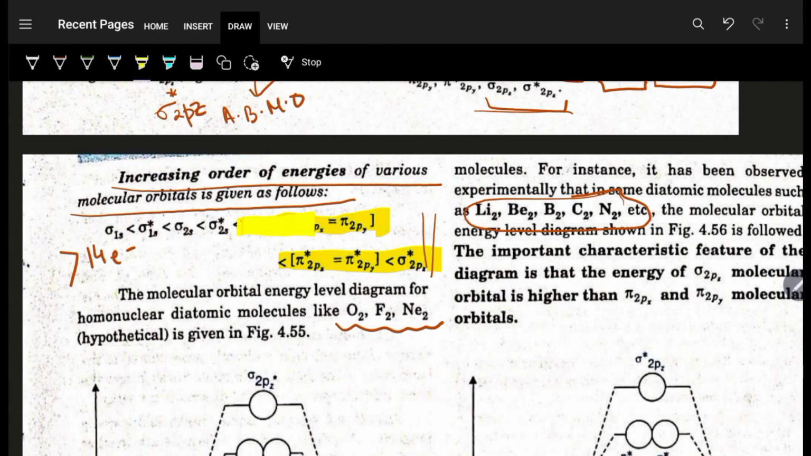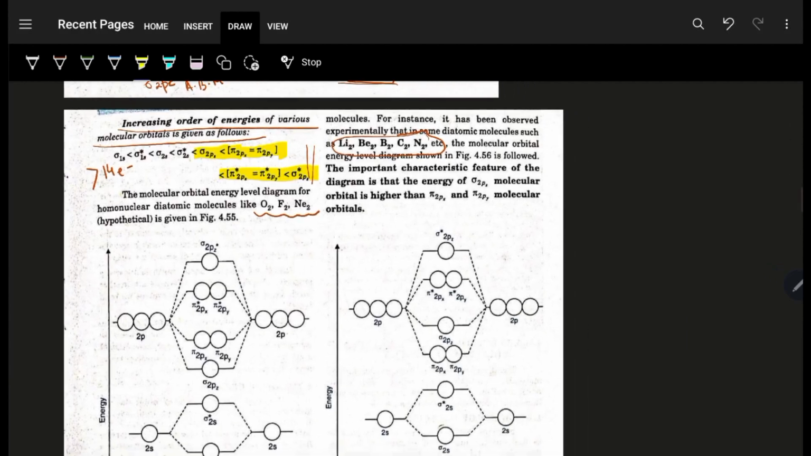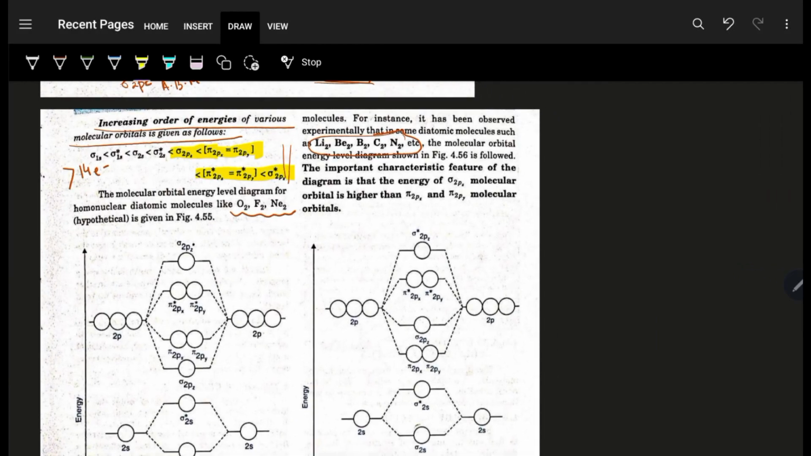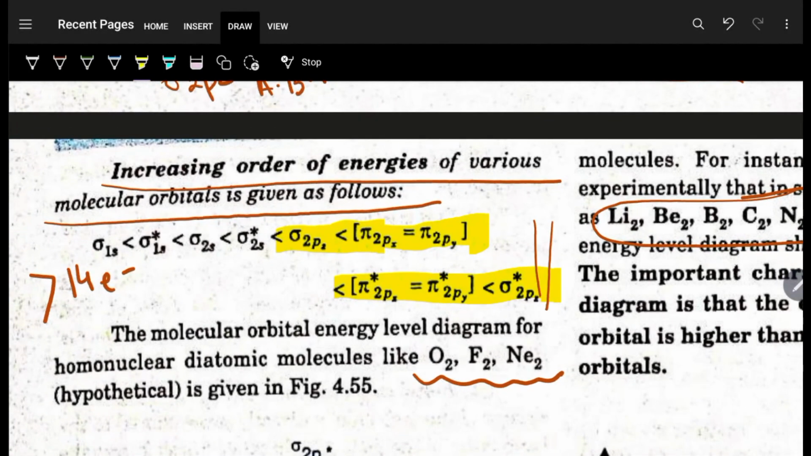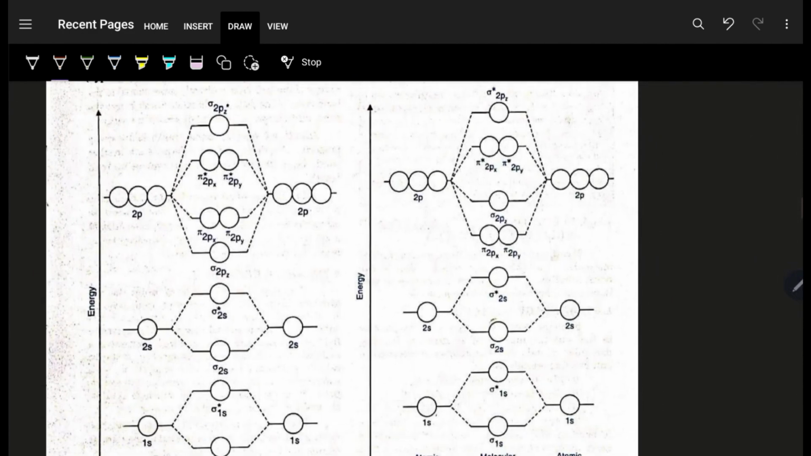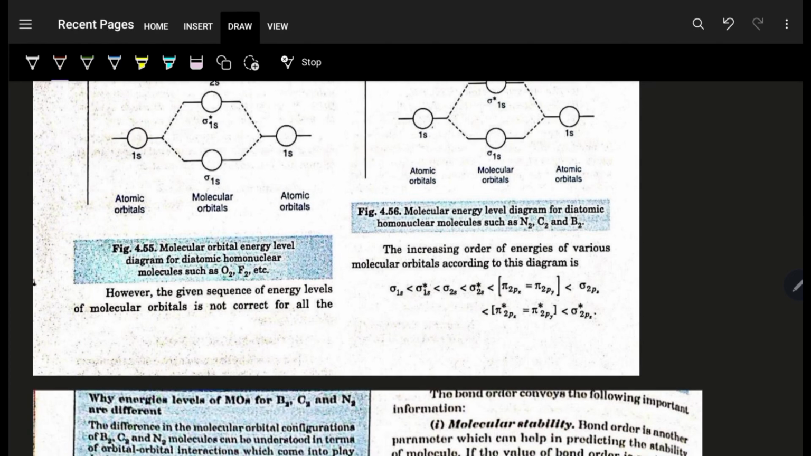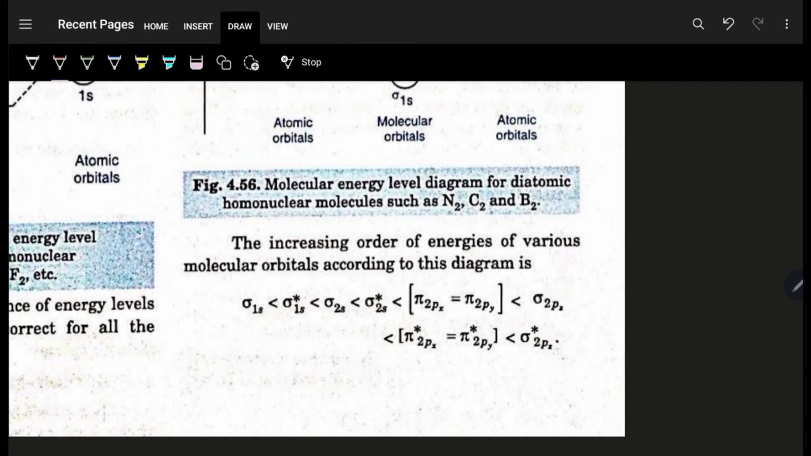This is the difference between the 2 types of molecular orbital. I would like to show you the comparison. Here just see the position of this sigma 2pz. Now moving on to the 14 electron and less than that. Here you see sigma 2pz. What is the position? It is after the pi 2px equal to pi 2py.